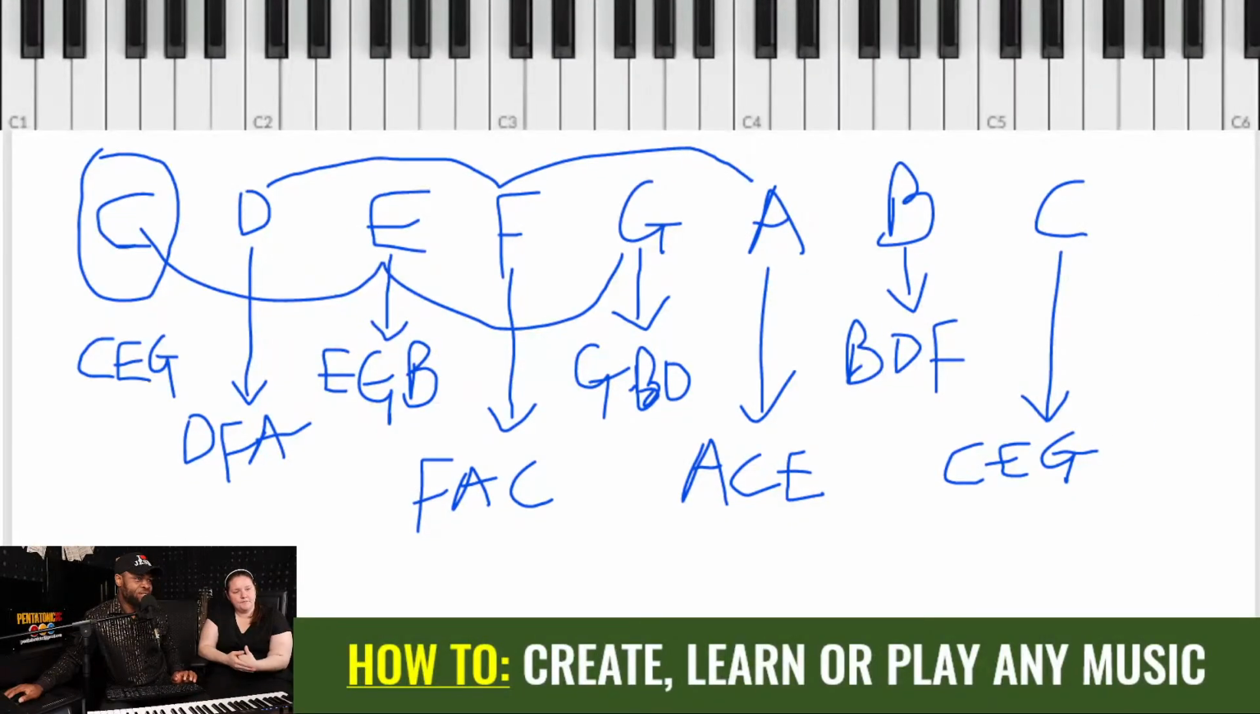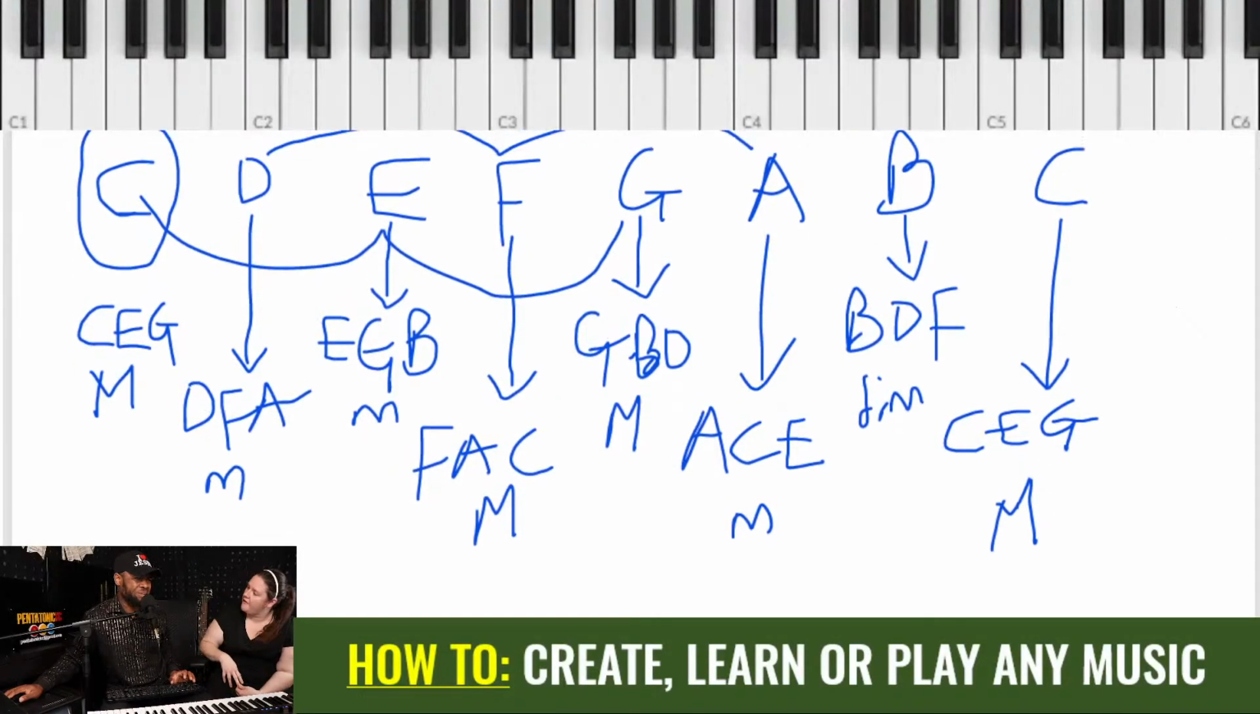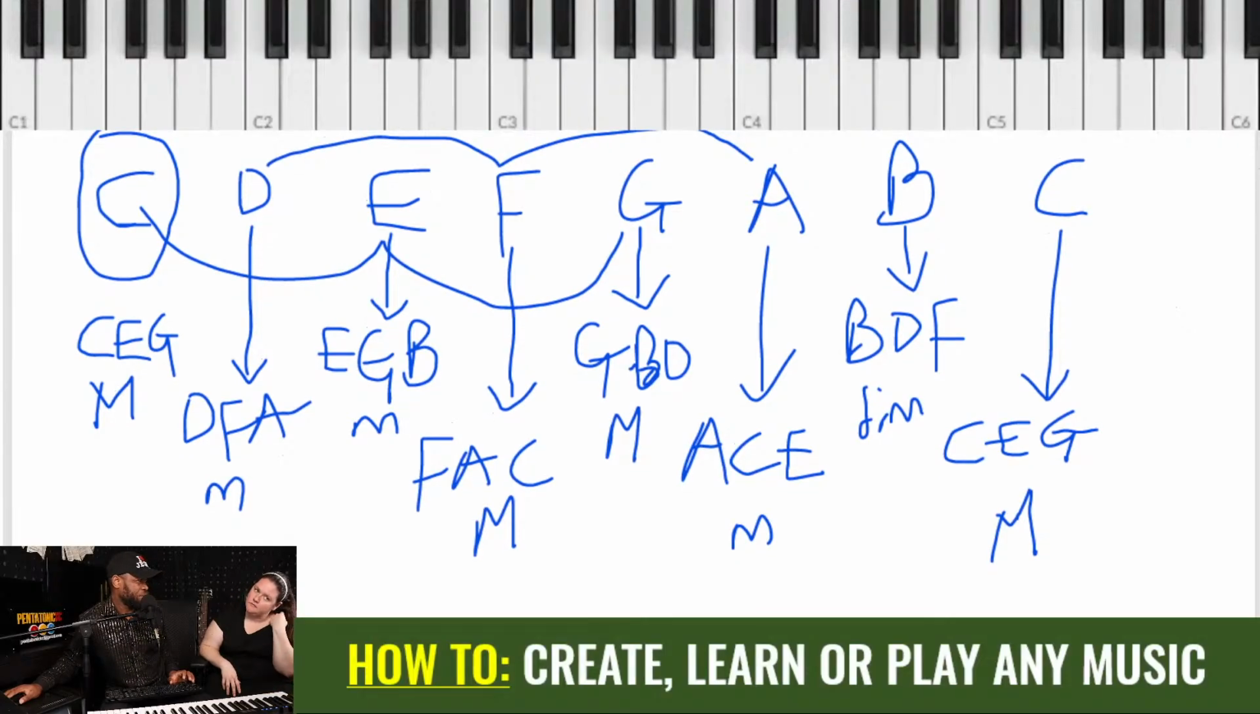All right. So now, if you look at how we created this, we have created a major chord here, a major, a minor, a minor, a major, a major, a minor, a diminished, and back to a major. So here's the question that will be coming to your mind. What really makes a chord a major? And what makes a chord a minor?